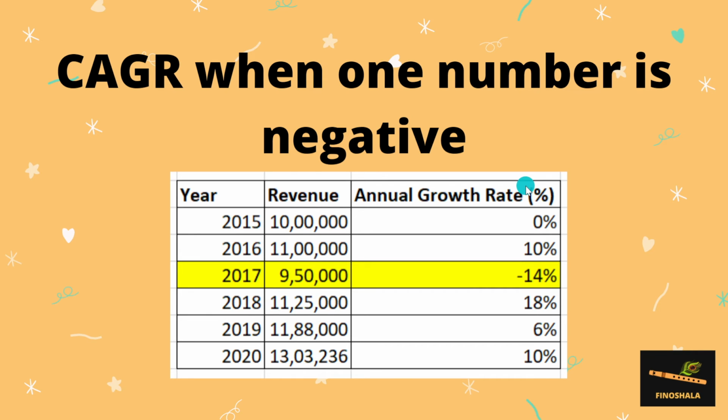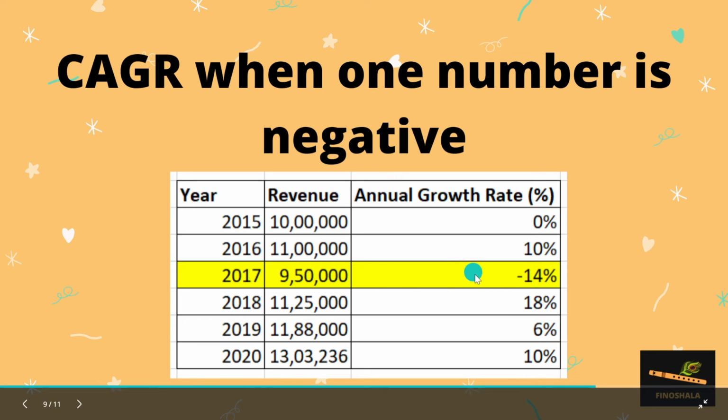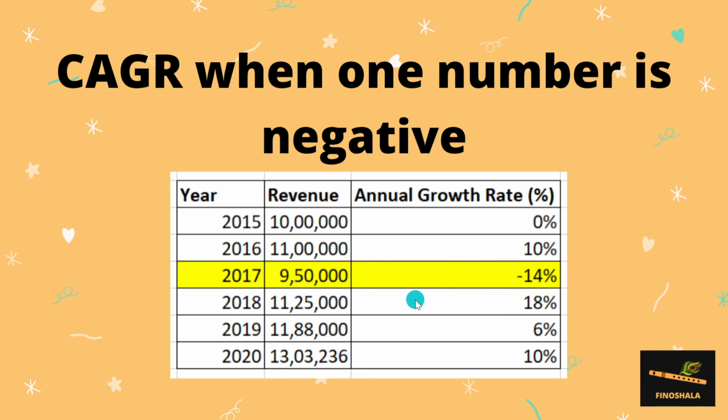Now, one question will definitely come कि अगर मेरा किसी एक साल में return is negative, so how will CAGR be calculated? Correct? Because see, 2015 में मैंने 10 लाख इन्वेस्ट किया, 2016 में ठीक है, it went up by 10%, 2017 में it went down even below the initial value, that is 9,50,000. So this is the annual growth rate, correct? And this is the negative line item. How will I take it into account while calculating CAGR?